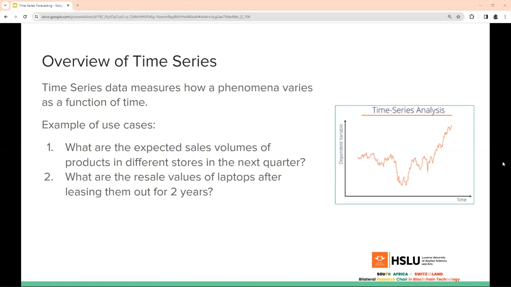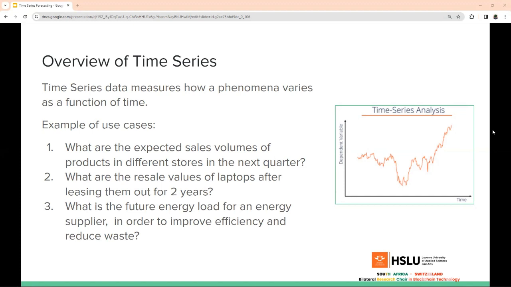Another area could be if you were trying to determine the resale values of laptops after leasing them for a specific number of years, say 2 years. It's also quite useful in energy demand forecasting, where an energy supplier is going to try and determine the future energy load so that they can improve efficiency and reduce waste by not generating more than is required. So those are some example areas of where time series analysis can be used. As you can see, it spans a wide array of industries.